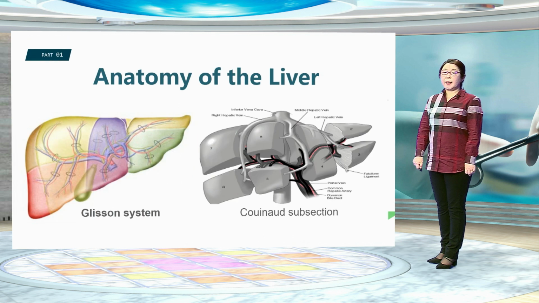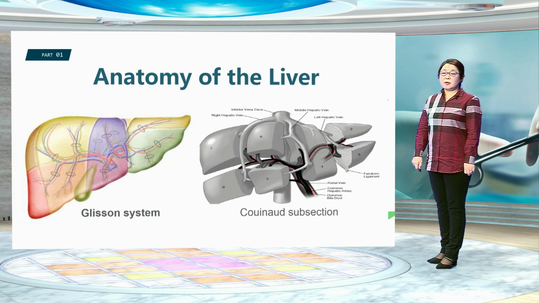In liver parenchyma, branches of portal vein, hepatic artery, and bile ducts distribute in the same direction. They are surrounded by a layer of fibrous sheaths. All these are called Glisson system.